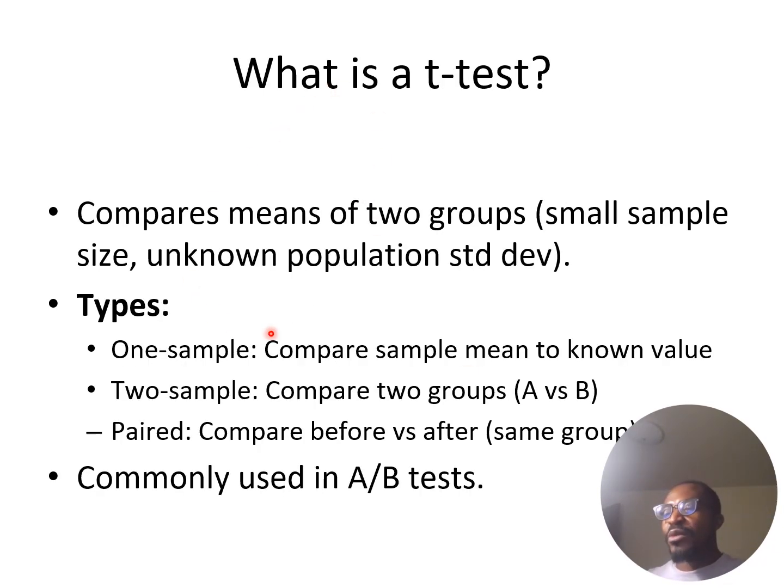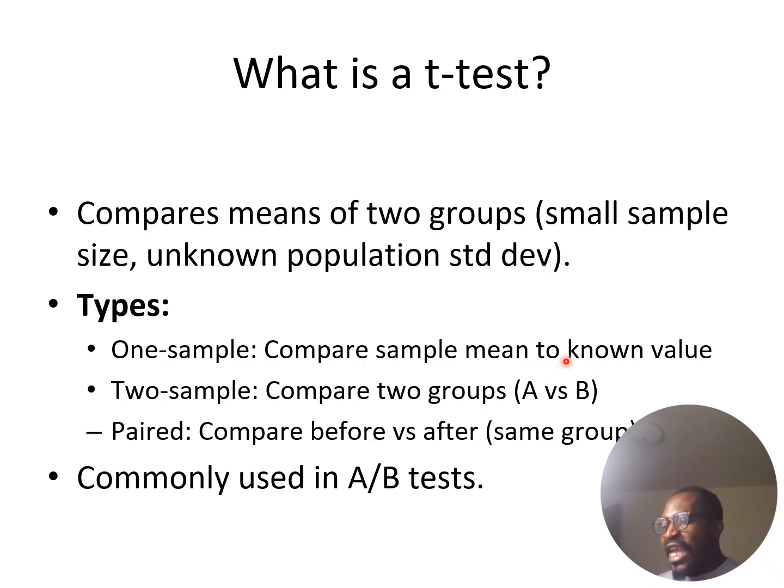So we use what we call the t-test to actually do this hypothesis testing. Now, a t-test in statistics is used to compare the means of two groups, given that the sample is small in size, and also that the population standard deviation is unknown. There are different types of t-tests. We have the one sample t-test, in which we are trying to compare a sample mean to a known value.